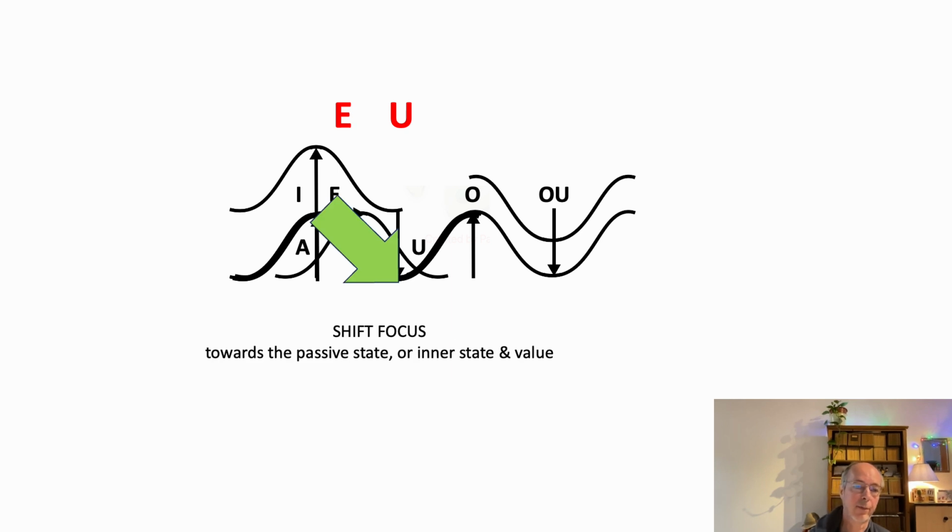That means that the combination will provide a shift of focus towards this passive state or inner value that is stable and neutral in a way. Neutral, I mean, you don't do anything with it yet. That is the U. You don't do anything yet. With the A, you're going to do something with this passive state.